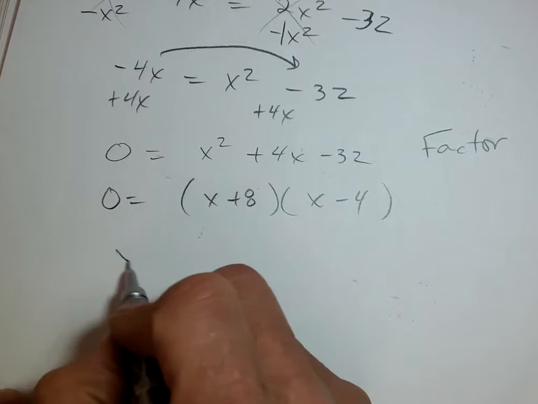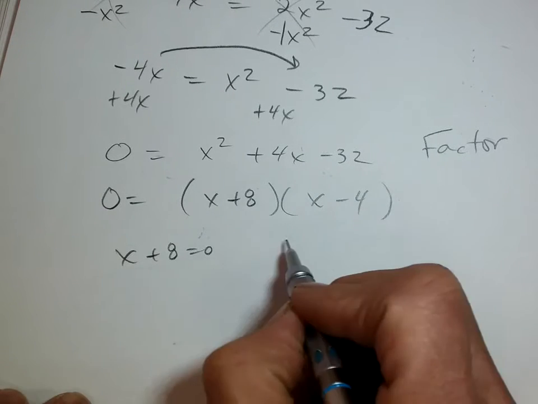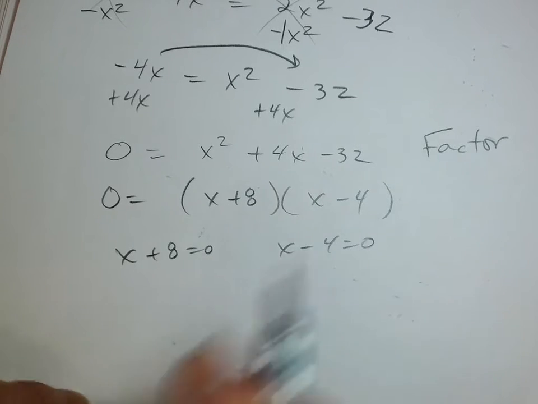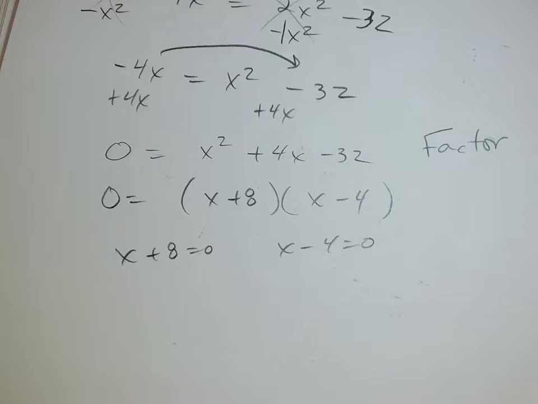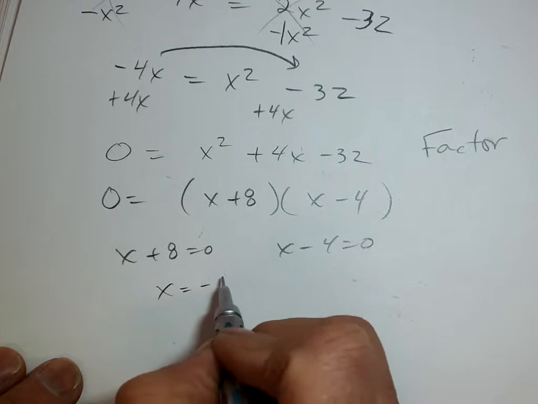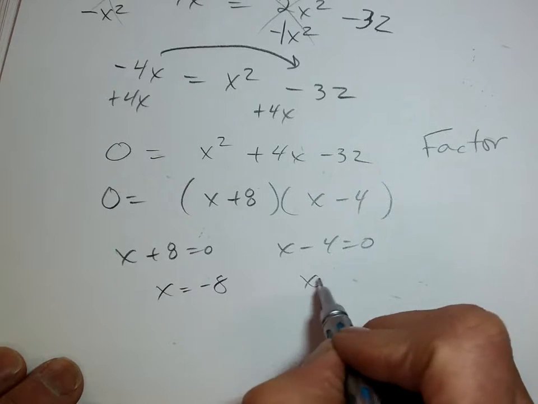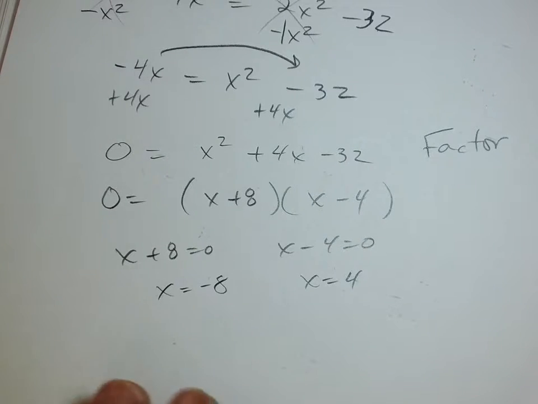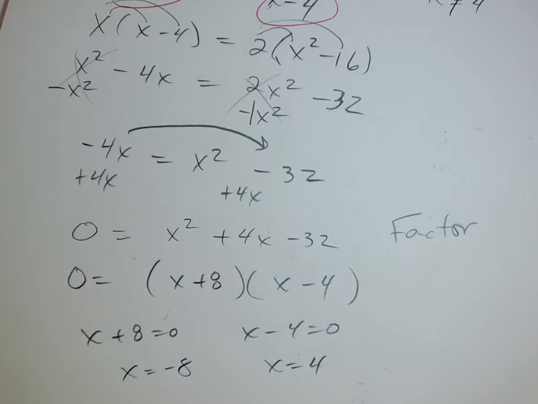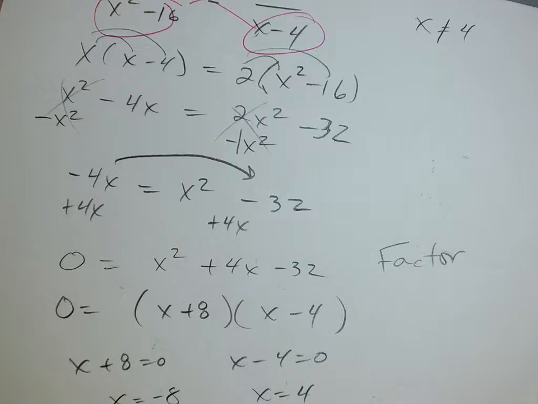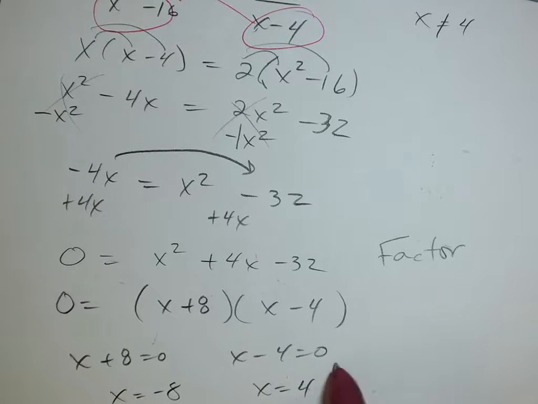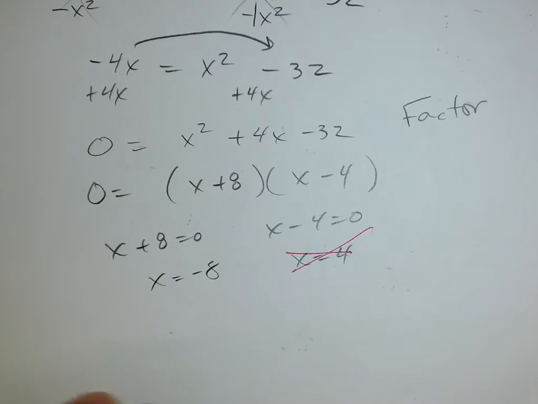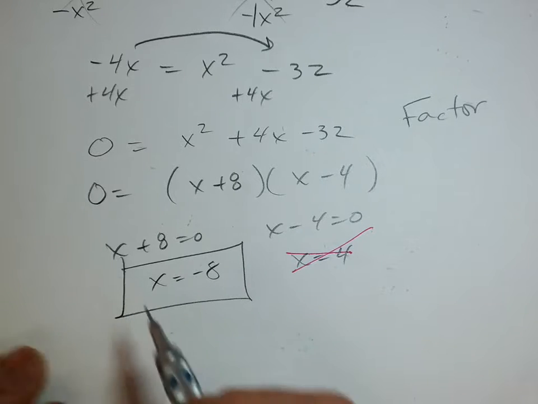Or our mini equation is really x plus 8 equals 0 or x minus 4 equals 0, right? Remember our mini equations? We usually skip that step, but I showed it anyway. Minus 8 minus 8, one answer is negative 8. Plus 4 plus 4, the other answer is 4. But we said that x cannot equal 4, right? Throw that one away and just keep negative 8.